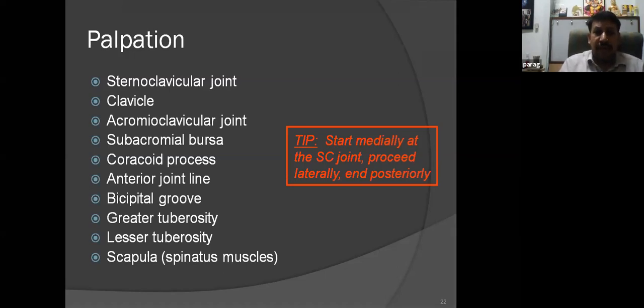I'll show you where the bicipital groove is. Palpate your tuberosities, and then go to the back and palpate your scapular muscles. The scapulothoracic articulation is a common source of pain, and the two most common sites of pain are the superomedial angle of the scapula and the inferior angle of the scapula. Both these areas can have bursa, and you can have scapulothoracic bursitis.